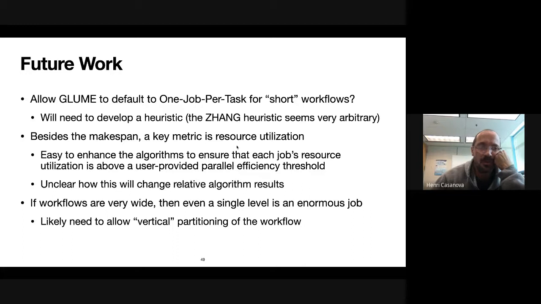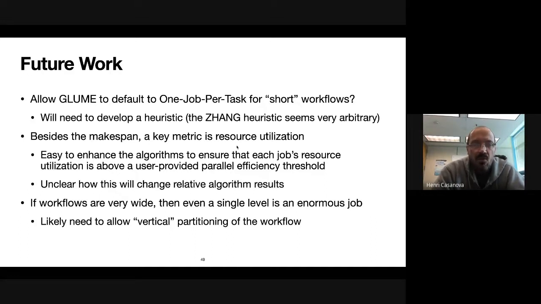So here is the future work. I'll have several directions. So one direction, which personally I'm not really into, but I can see how it would make sense, is to allow GLUME to default to one job per task for short workflows. I mean, do we care about short workflows? I'm not really sure. But if we do, then of course, GLUME is not a good algorithm. Now, it's very easy. You can just say, hey, when based on some criterion, just default to one job per task. And that's what Zhang does.